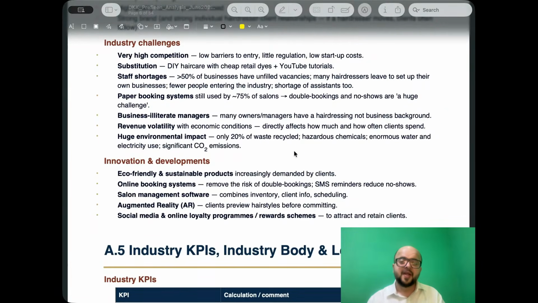Staff shortage is a big challenge. We just saw the same issue in the PVS case study, I think. More than 50% of businesses have unfilled vacancies. HR probably didn't do its work, though what work do they even do. So 50% of the vacancies have not been filled so far. Okay. Then many hairdressers leave to set up their own businesses.